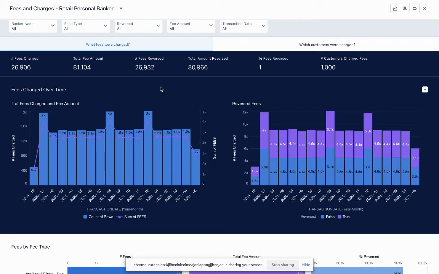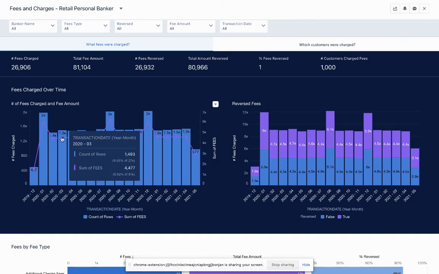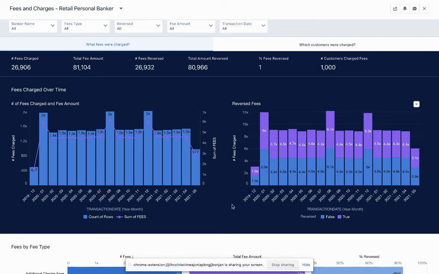Fees charged over time. So the number of fees charged and fee amount. So we get an understanding of those number of fees, and then this purple line is showing the sum of those fees. Again, on the right-hand side, we get to understand how many of the total fees were reversed and how many were kept the same.